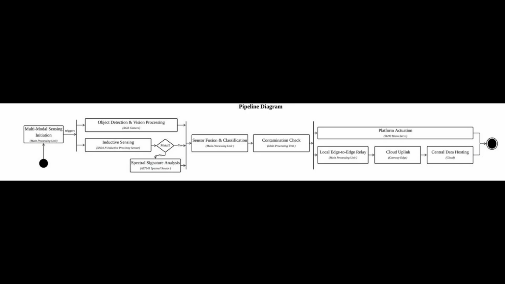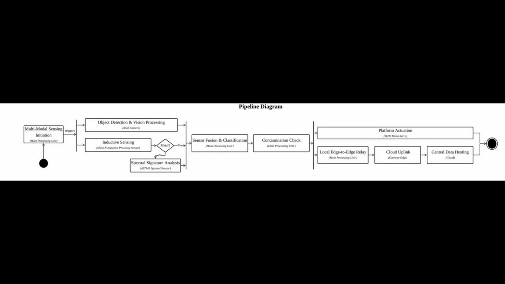Now let's look at the pipeline diagram for this entire project, which shows the control flow and logic flow of how decisions are made. So it starts with an interrupt-driven wake-up, where the smart bin is in idle mode until a load cell detects weight. Once awake, it diverges into two separate paths.